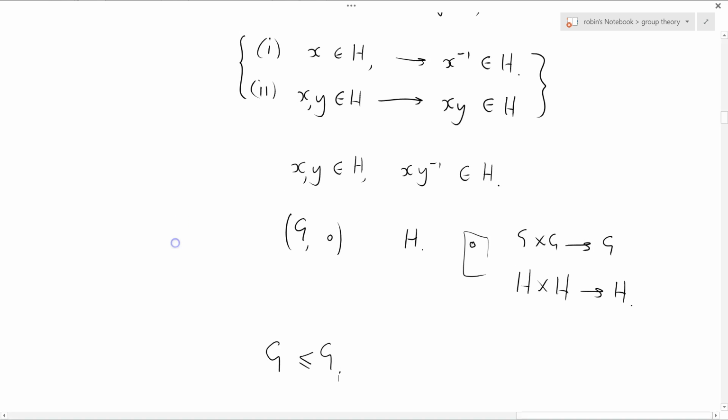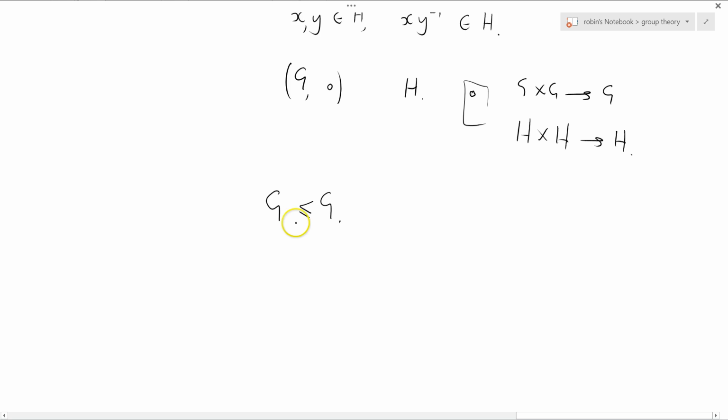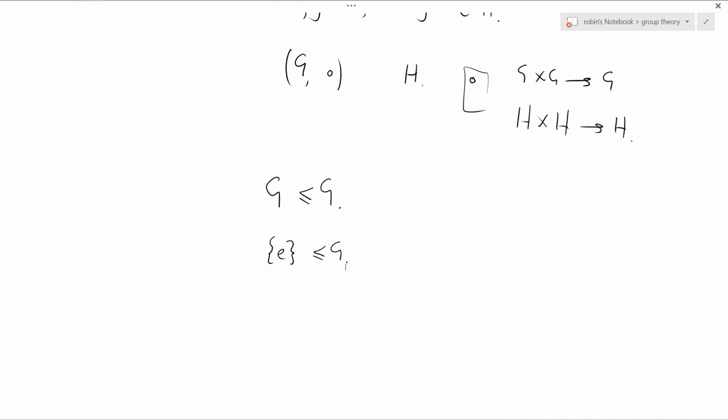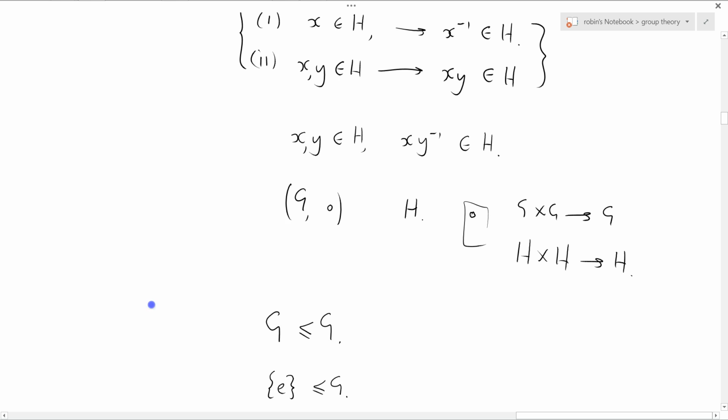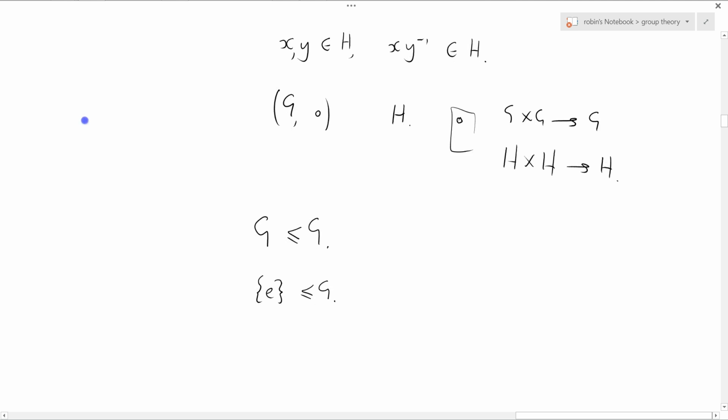So the fact that it's a subgroup follows from the group axioms. Also, for any group, the identity element is a subgroup of G. That's, well, it's still a trivial subgroup, but it's worth going through the rules. We'll verify that this one's the case.